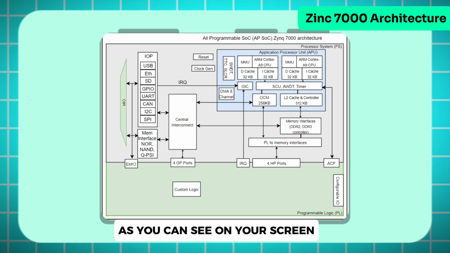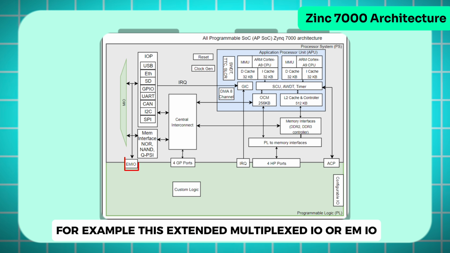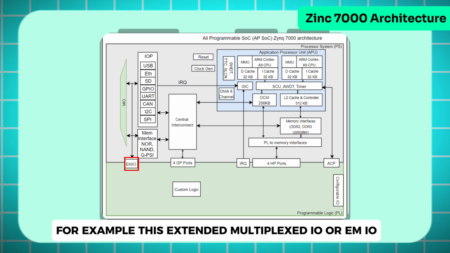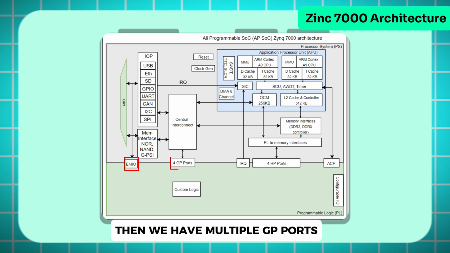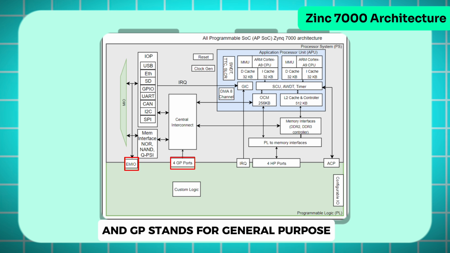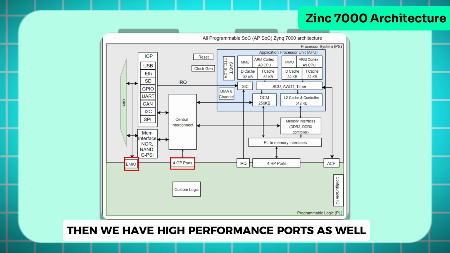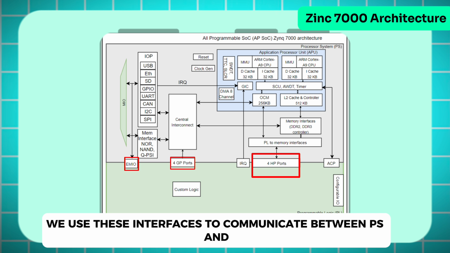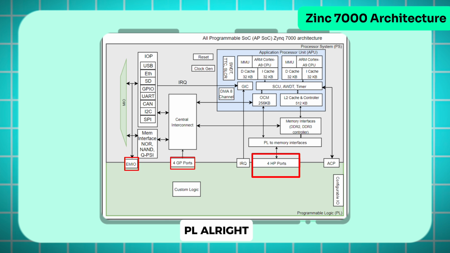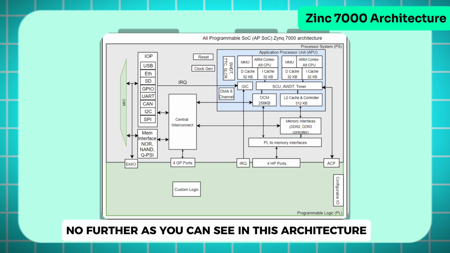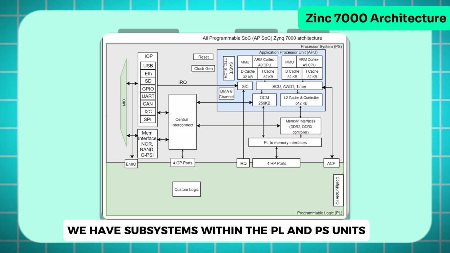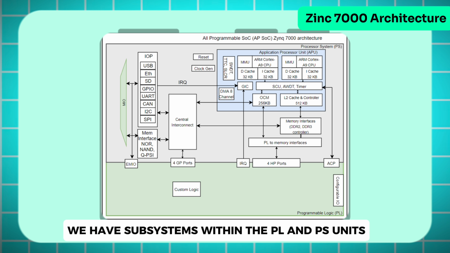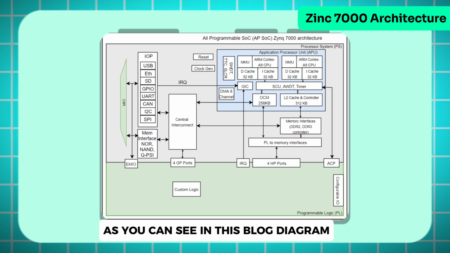As you can see on your screen, for example, there is the extended multiplexed I/O or EMIO. Then we have multiple GP ports, and GP stands for general purpose. Then we have high performance ports as well. So we use these interfaces to communicate between PS and PL. Further, as you can see in this block diagram, we have subsystems within the PL and PS units.